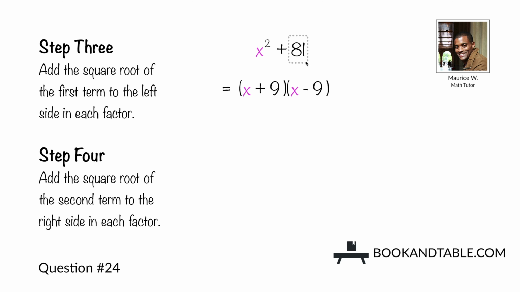Step 4, add the square root of the second term to the right side in each factor. The second term is 81, and the square root of 81 is 9, so that's the second term in each factor.